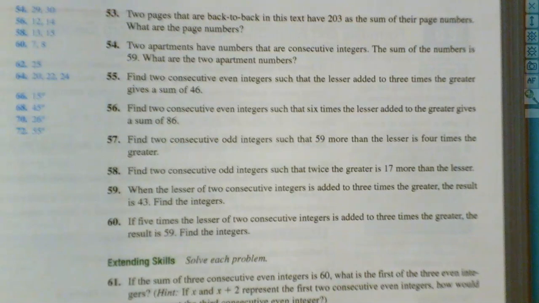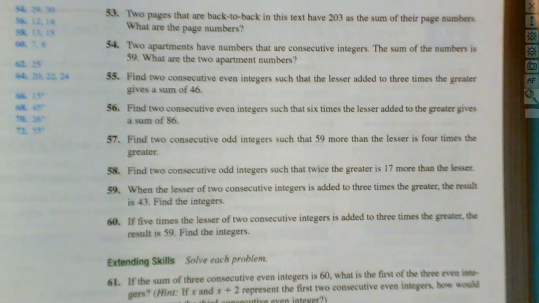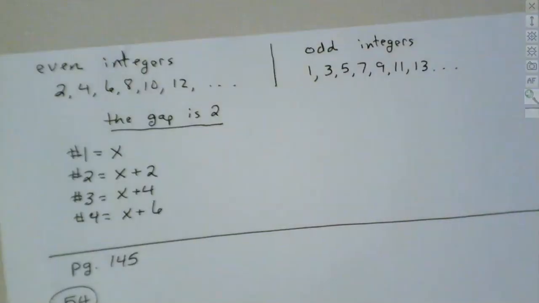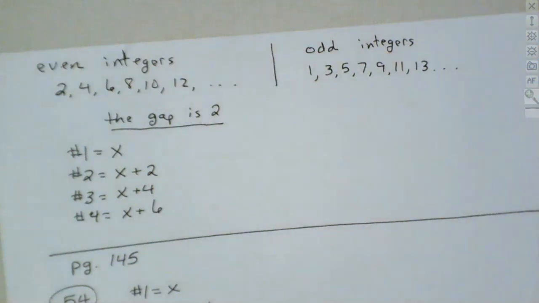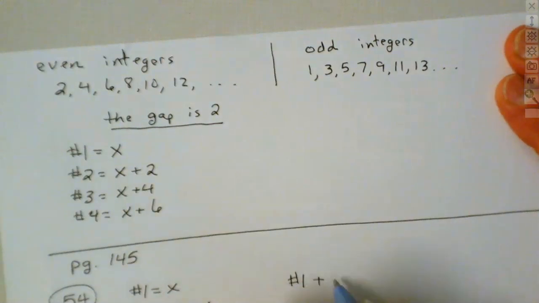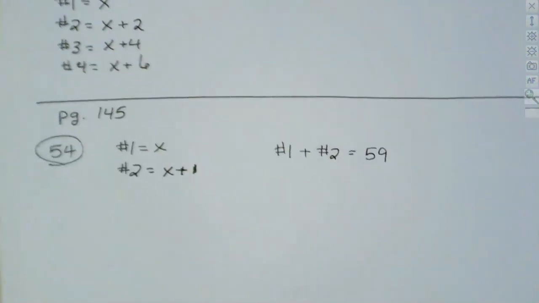Well, what do we know? Are these even or odd? No, they are just consecutive integers. How many apartments do I need? 2. Okay, so when I look at this one, what do I know? I know my first number is always x. Now, these are just consecutive integers, so that's going to be x plus what? 1, right? Now, what's happening with these? Well, we're looking at question 54, two consecutive integers, and they sum to give you what? 59. So that means the first number plus the second number is going to be 59, right? We've got our two numbers laid out.